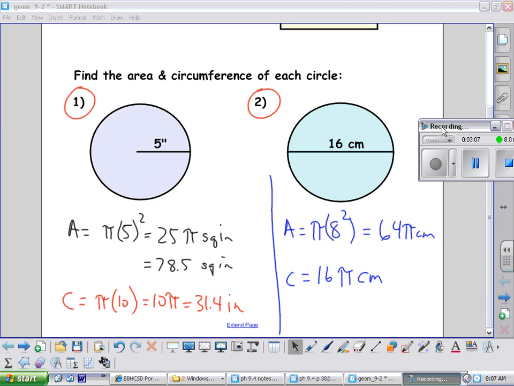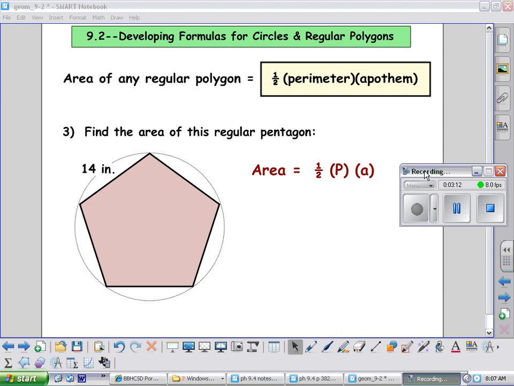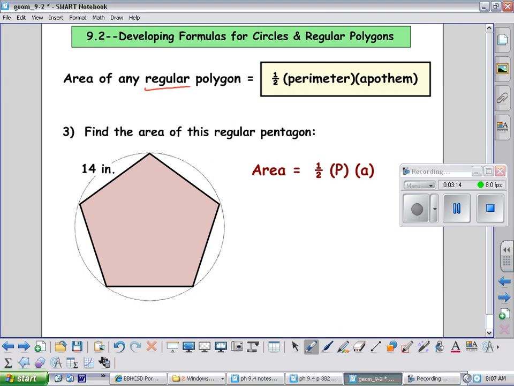So let's go to, this is new, a regular polygon. So what does regular mean? Regular is a figure with all the sides and all the angles the same. So this is a regular polygon. Our formula, which again is in your notes, is 1/2 times the perimeter, the distance around, times the apothem. Well, what's the apothem, Mr. Roderick? The apothem is simply the distance from the middle of the figure directly to the opposite side.